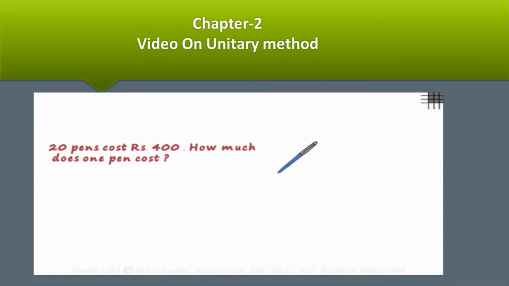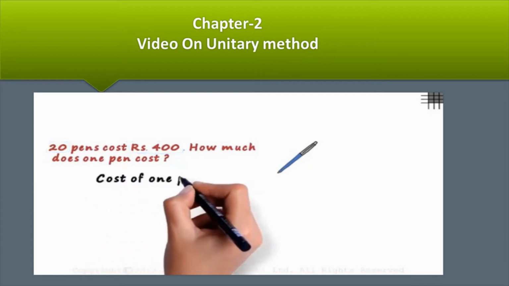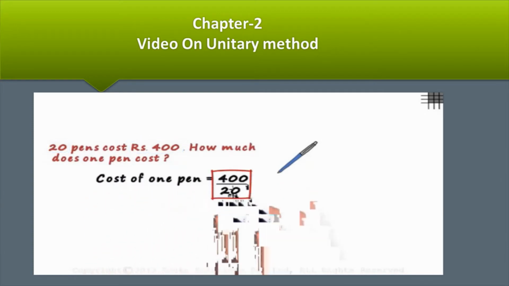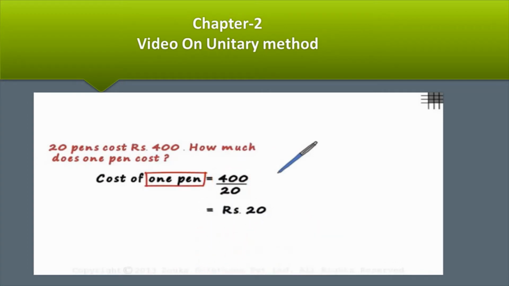Let's see the video. Problem. 20 such pens cost 400 rupees. So how much does one pen cost? Don't worry, it is not difficult. To find the cost of one pen, we divide the total cost by 20. So the cost of one pen is equal to 400 by 20, which equals 20 rupees. So one pen costs 20 rupees. So this problem was very simple. If we are given the total cost of many items, we divide the total cost by the number of items to find the cost of one item.